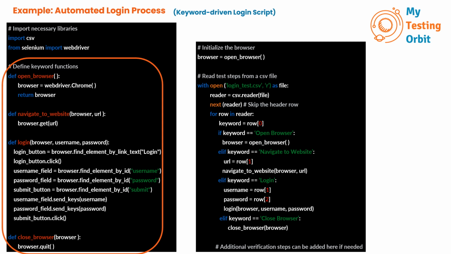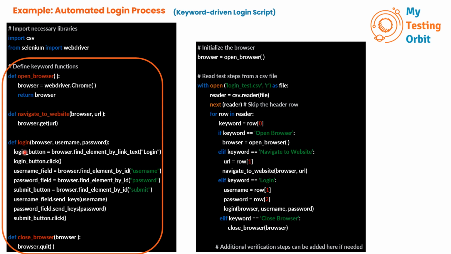Next, we have a series of functions which are defined, each representing a specific keyword that can be used in test cases. So first of all, we have Open Browser. This function initializes a Chrome web browser instance and returns it. Next, we have Navigate to website. So given a browser instance and a URL, it navigates the browser to the specified URL.